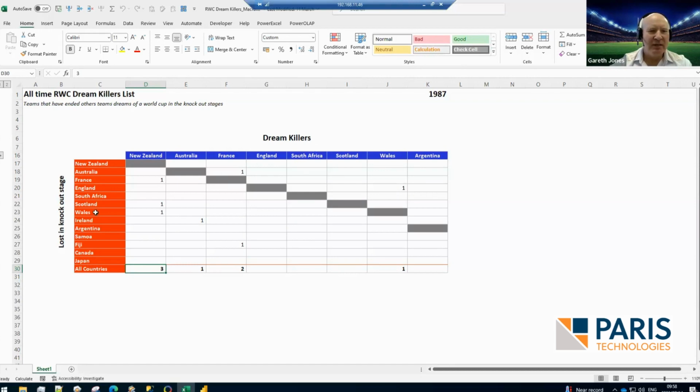And what we were interested in is the cross between these two, because that will indicate whether a dream killer likes to kill off a specific team. So we can run through a couple of others.